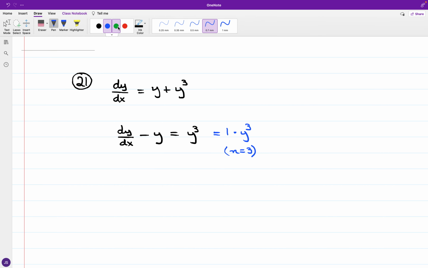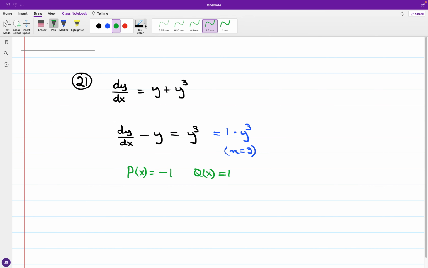And again, for p of x, that's going to be the coefficient of the first order y term, so it'll be -1. And for q of x, that is what we had multiplying y cubed. So we have q of x is equal to 1. And again, we have that n is equal to 3.